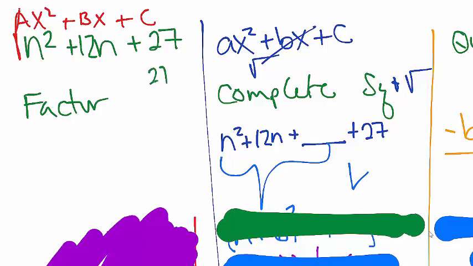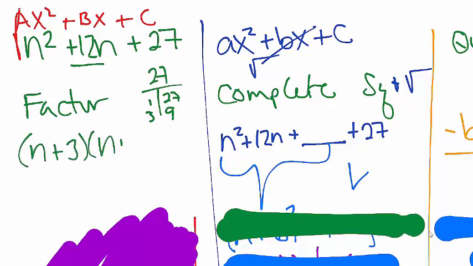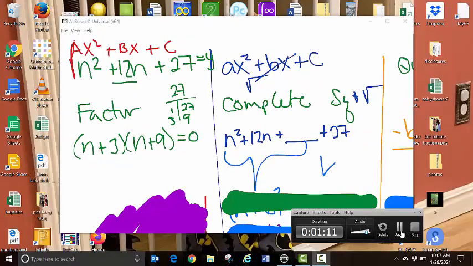And you should have gotten 1 and 27, 3 and 9. And now they needed to add to make 12. So n plus 3 and n plus 9. That's factoring, but now we want to solve. So we want to know when this equation, when the y, is equal to 0. Now you should be writing this on the back of your paper.